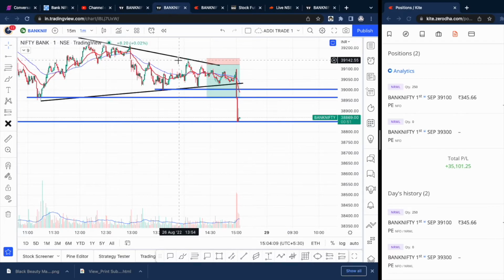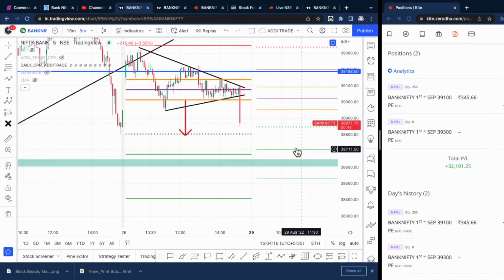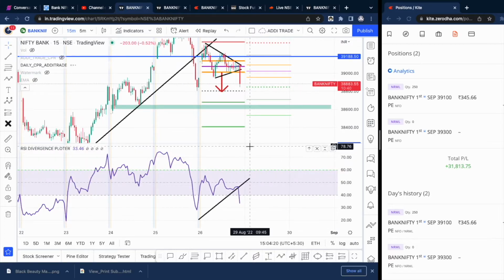If this breakdown had come at 2:30, maybe I'd have waited a little more, but it was already 3 o'clock. I don't usually trade after 3, but today the move came, so I just stayed in the trade and it was perfectly done. Now you see the next 5-minute candle is going to come.